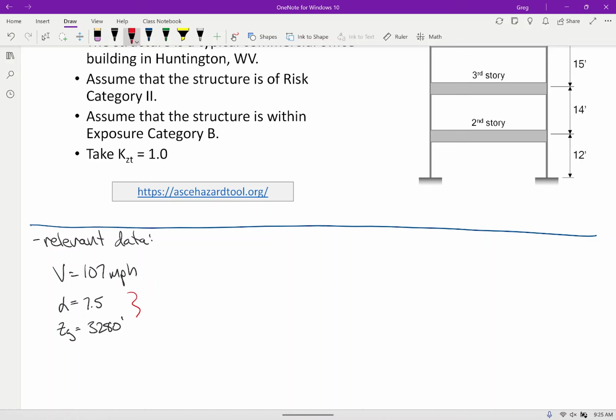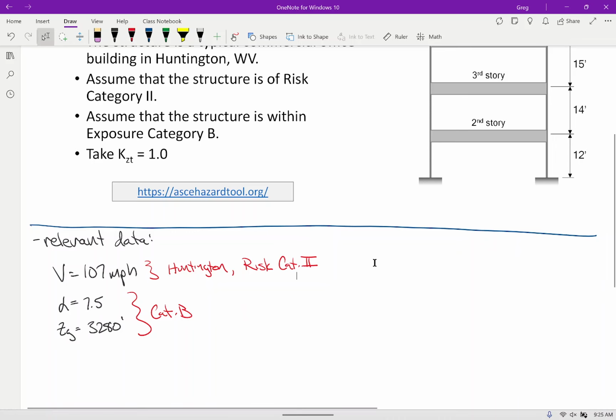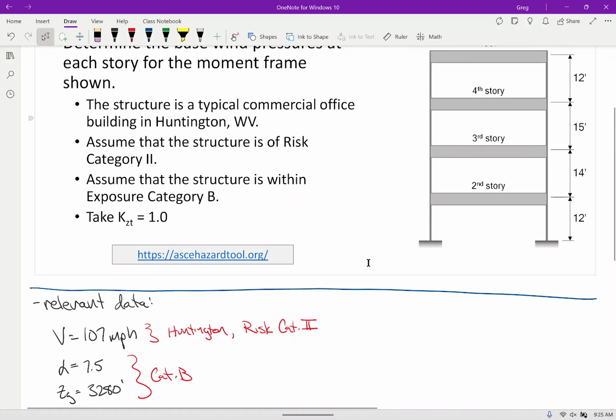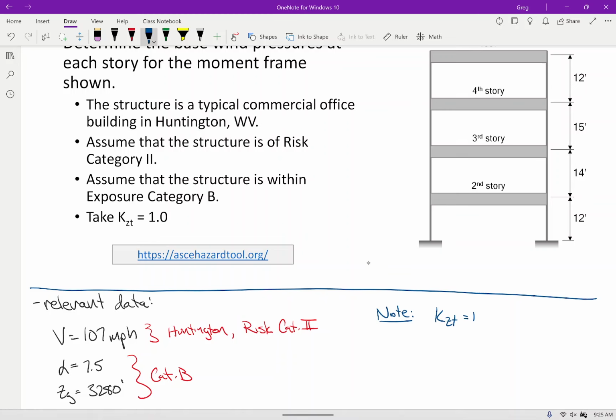And these come from category B. I guess what I should put here is this is Huntington and risk category 2. Okay. All right. Everybody with me so far? Okay. We are going to take, I'll put a note here, KZT equal to 1.0, and we're going to take KD equal to 0.85.